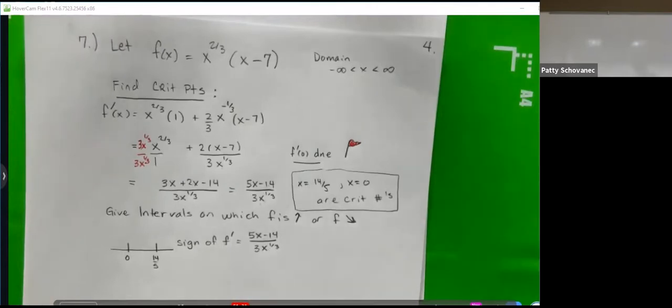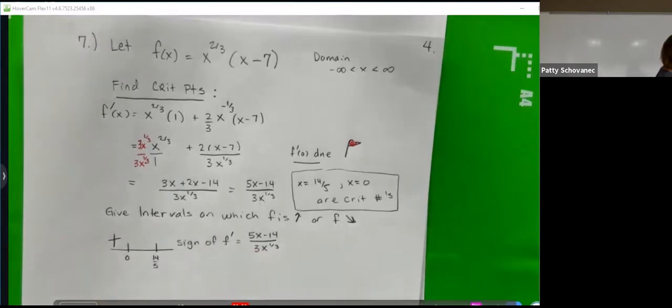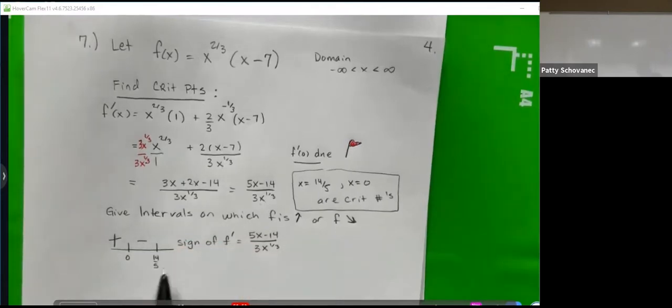Again, a 1/3 power is a cube root. The cube root of a negative number is negative. The cube root of a positive number is positive. So when I'm back here with negative numbers, my denominator is negative, my numerator is negative. A negative over a negative is going to give me a positive. In here I can use 1 as my test point. My numerator will be negative, my denominator will be positive. So the derivative is negative.